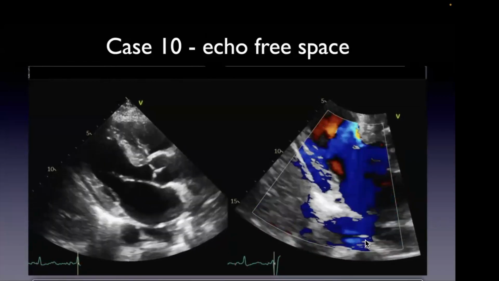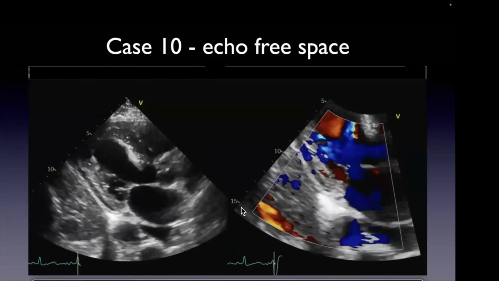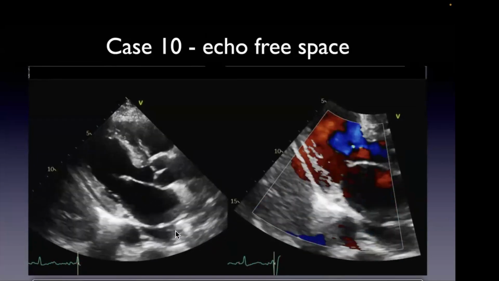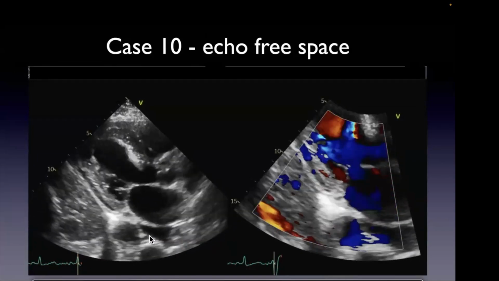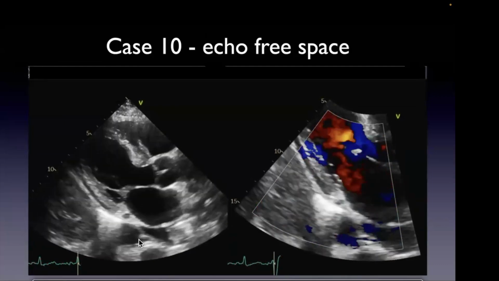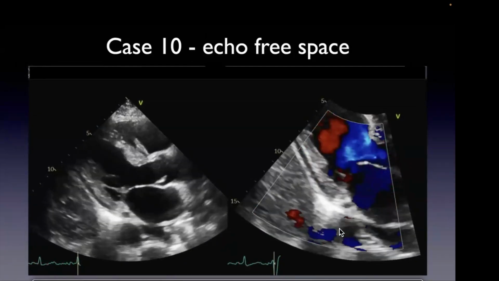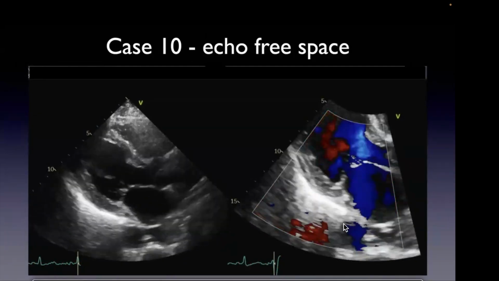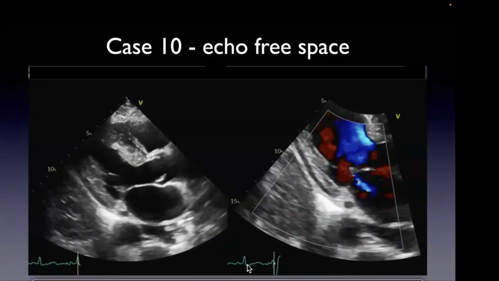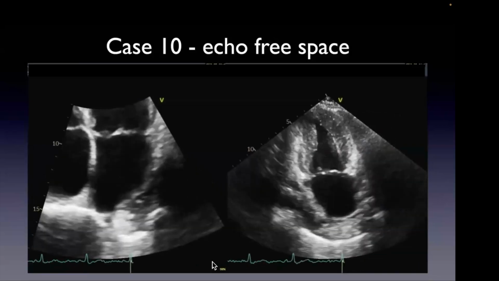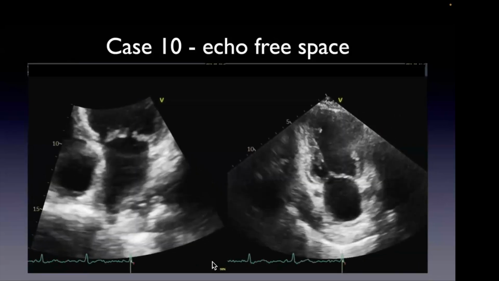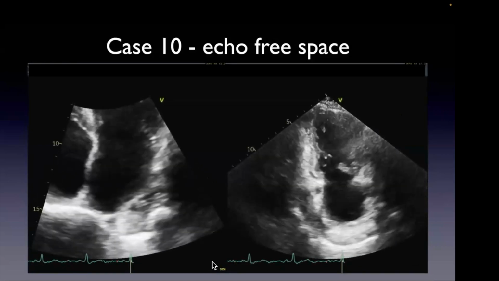So there's a couple of echo-free spaces posterior to the heart, here's my point. One here. This one has color in it. So what's the structure? That's the descending thoracic aorta. So apical 4 zoomed, apical 2.